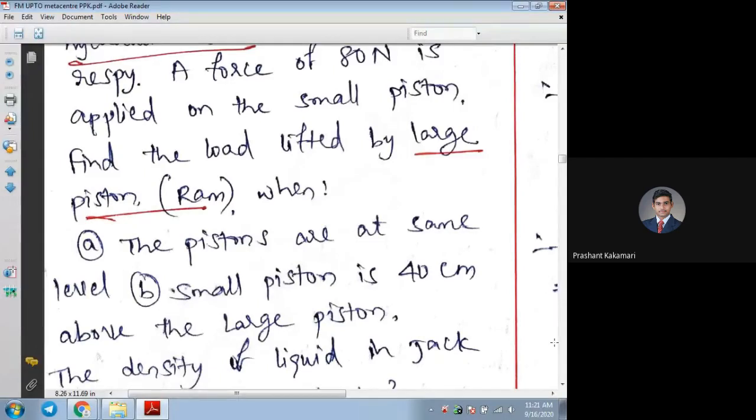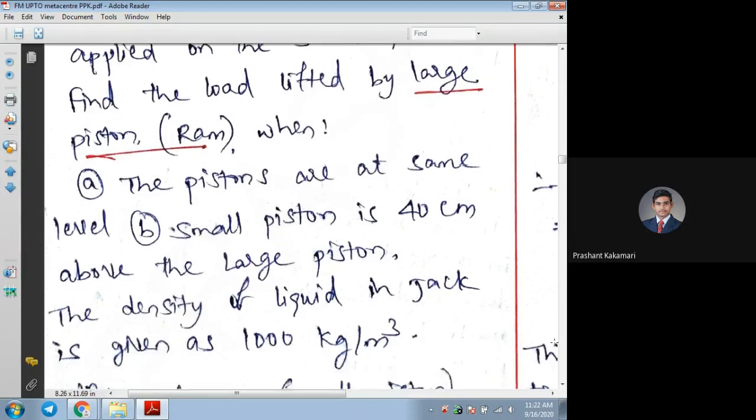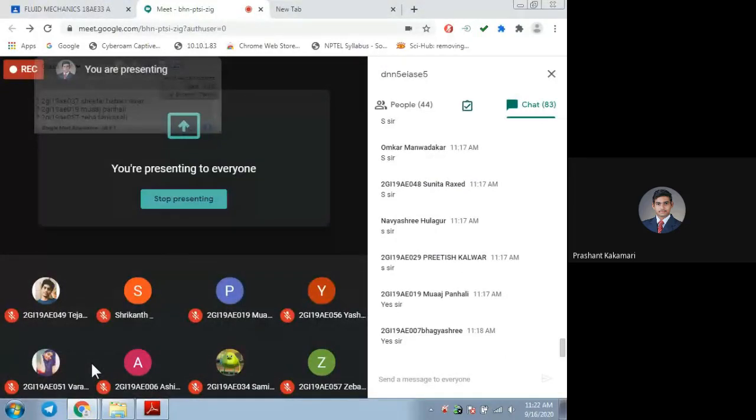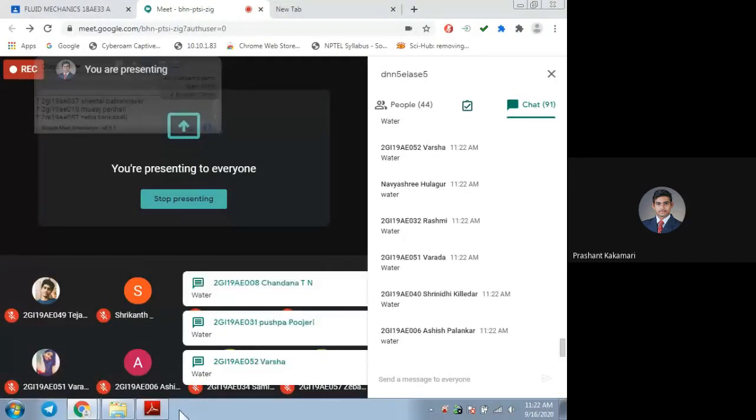When the pistons are at the same level, what is the force? The small piston is 40 cm above the large piston. So we need to find how much load is lifted by the large piston when the small piston is acting with some load. For the consideration, they have given the density of the liquid in the jack as 1000 kg per meter cube. Can anyone tell me which liquid has a density of 1000 kg per meter cube? Yes, water is the liquid.